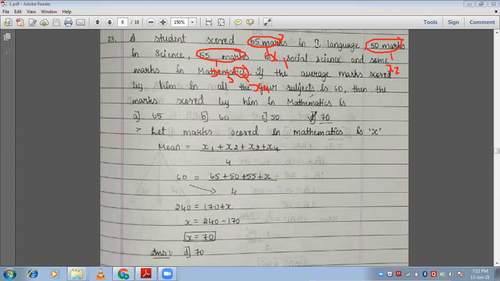The given mean is how much? 60. So 60 equals (65 plus 50 plus 55 plus x) divided by 4. You will get x equals 70. So the mathematics marks is 70. Which option is right? Option D is correct. Next sum.